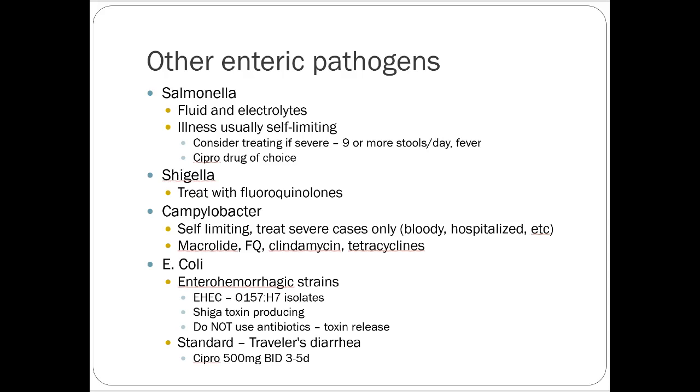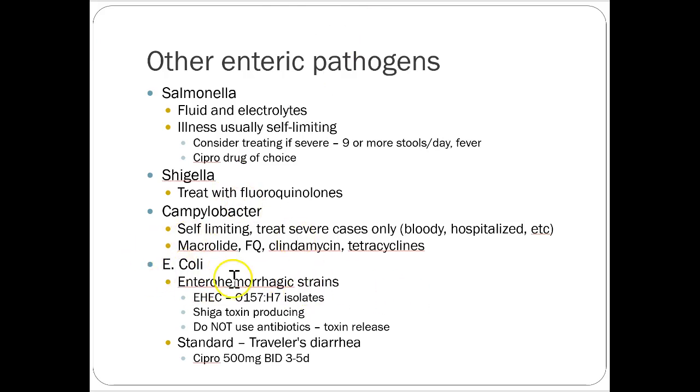Other enteric pathogens, Salmonella, Shigella, Campylobacter, E. coli, these are all things that will pop up on stool cultures, and you'll see varying ways that these are treated. Basically, a few of them are self-limiting. Shigella is something you would treat right away with fluoroquinolones. If anything is really substantial or causing fevers or bloody diarrhea or putting somebody in the hospital, of course, you're probably going to want to treat it more aggressively with an antibiotic.